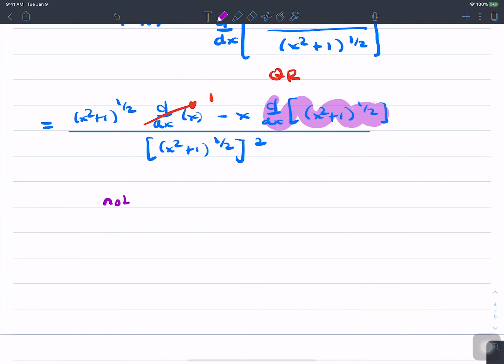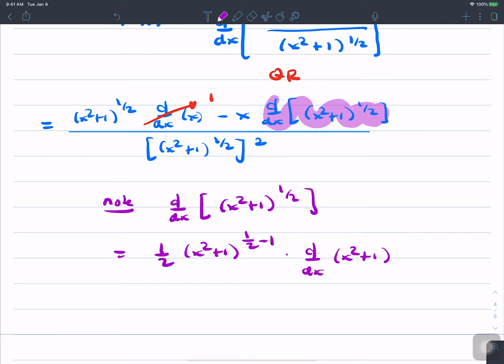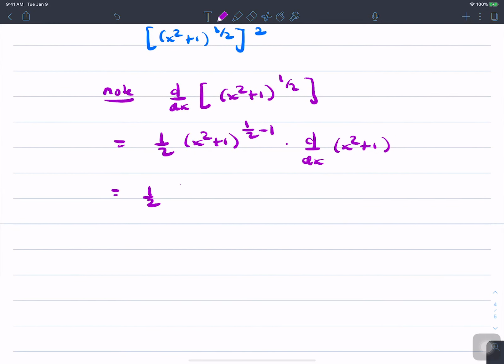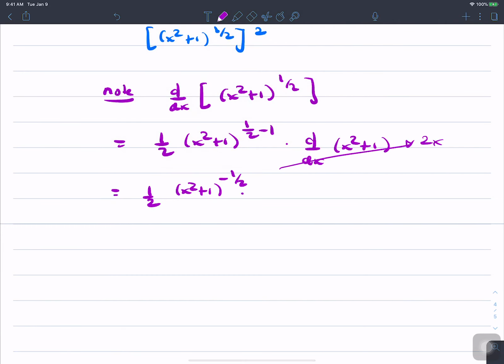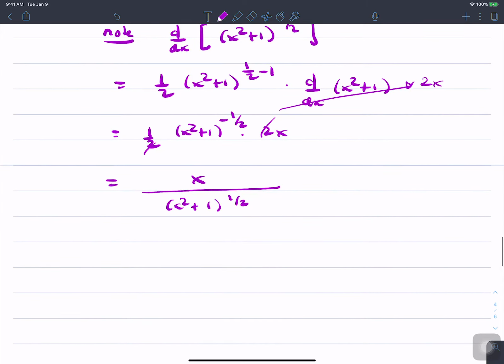Okay, let's focus on that derivative. So if we're going to differentiate in purple here, x squared plus 1 to the 1/2. Notice this is power rule. So that's 1/2 times (x squared plus 1) to the 1/2 minus 1 times the derivative of that x squared plus 1. So 1/2 (x squared plus 1) to the minus 1/2. And we differentiate here. That'll be 2x. So this is times 2x. So your 2's cancel. You have x over (x squared plus 1) to the now positive 1/2. Because remember, when you have a negative power, it's in the denominator with a positive power.